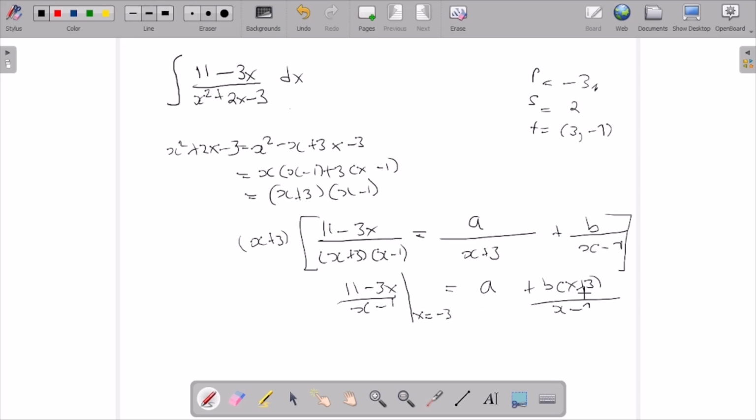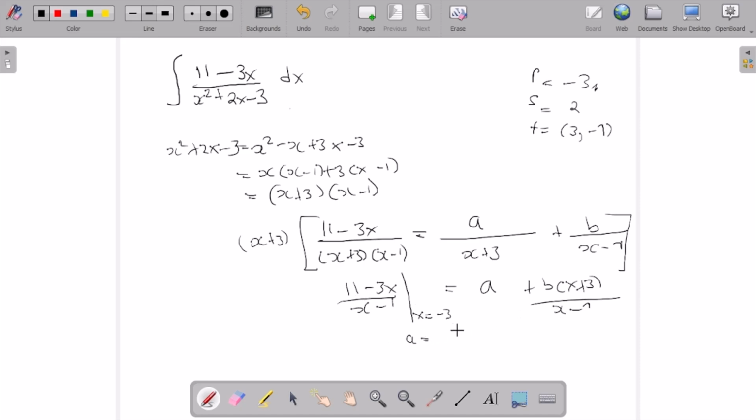It's because if you substitute minus 3 into this equation, this part here goes to 0 because the numerator is going to be 0. All right, and 0 over a number that is not 0 is 0. All right, so this is supposed to give us a.